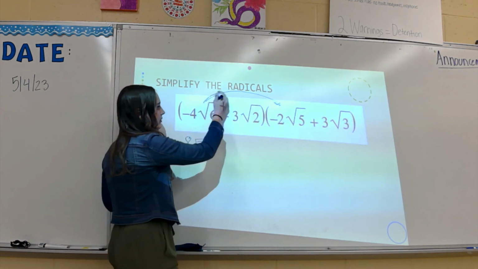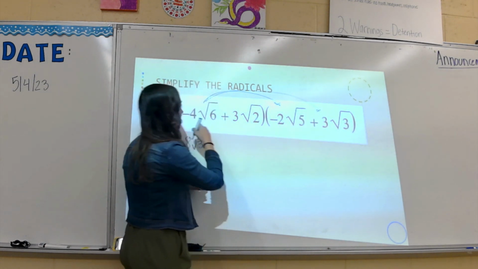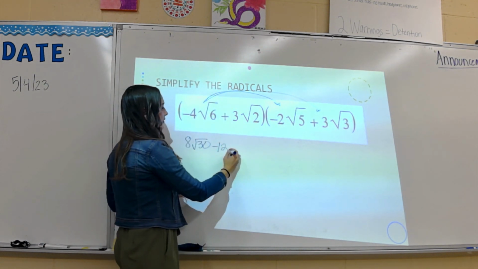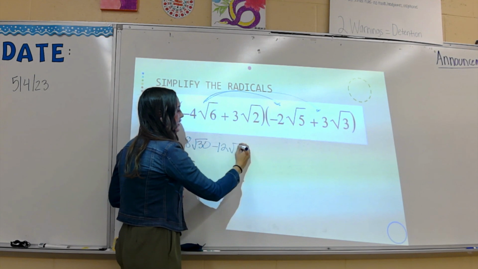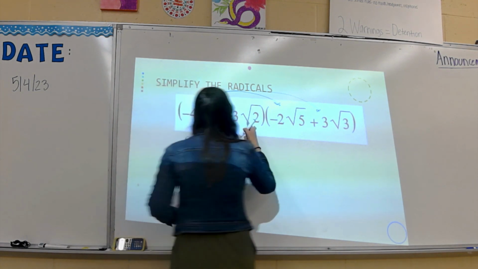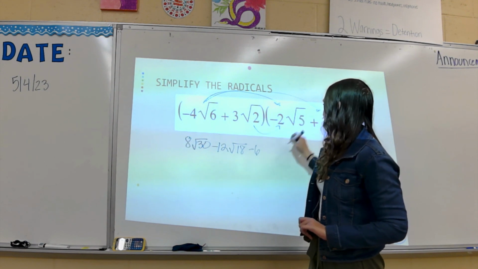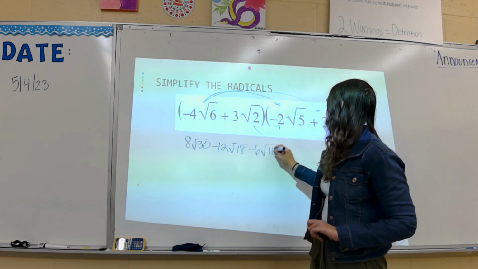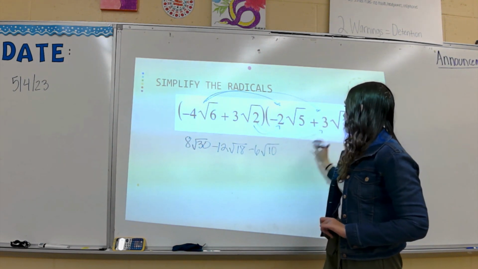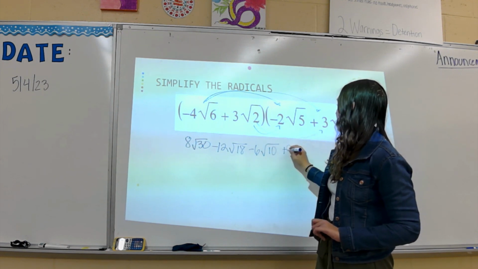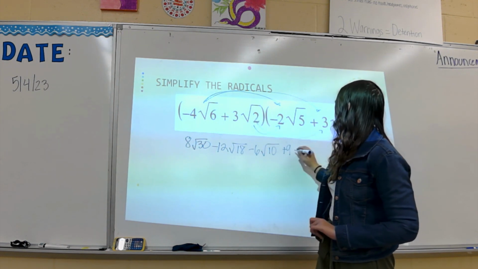Now I do this one with this one. Negative 4 times 3 is negative 12. 6 times 3 is 18. Now I have these two. I get negative 6. 2 times 5 is 10. And then these two gives me 3 times 3, which is 9. 2 times 3, which is 6.